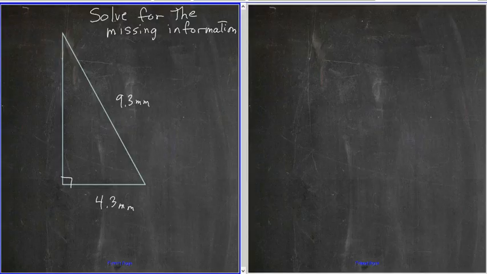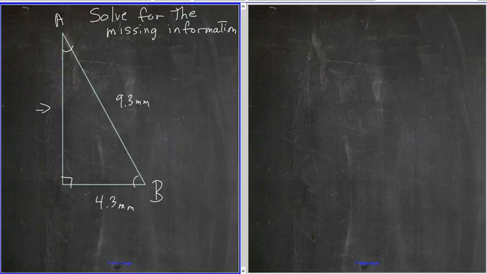Okay, so what we're going to do now is use our trigonometric identities and the Pythagoras theorem to solve for all the missing information on the triangle that's up here. So we are going to solve for this side. We are also going to solve for the measurements of both angle A and angle B.